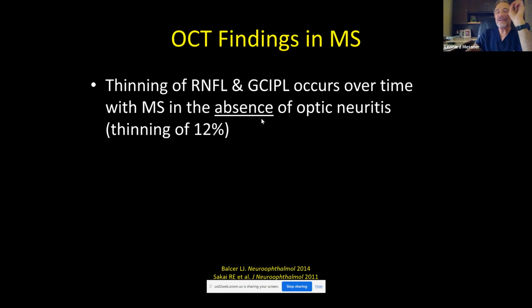And this tends to mimic what is going on as it relates to disease progression through other measures, notably serial MRIs, as well as looking at the EDSS score. Now, you don't get as much thinning as you do with optic neuritis, but you do get it.